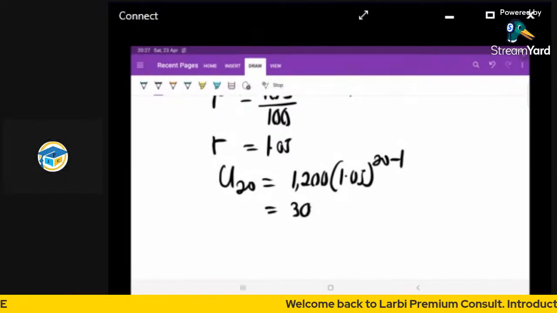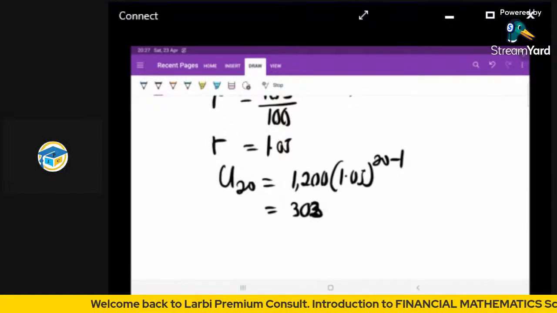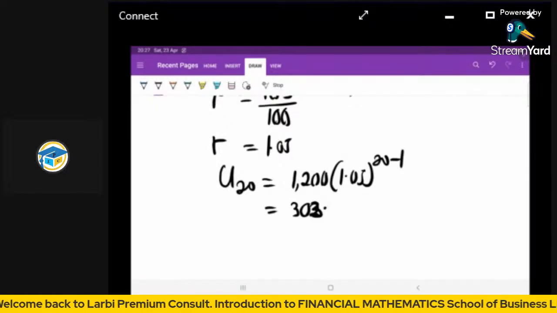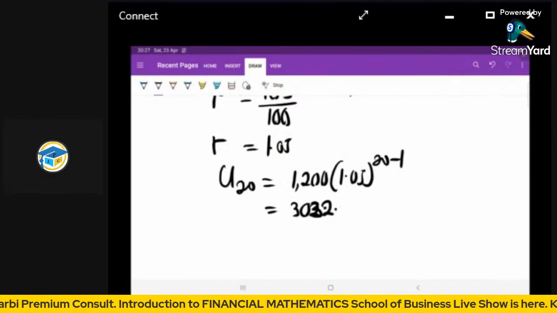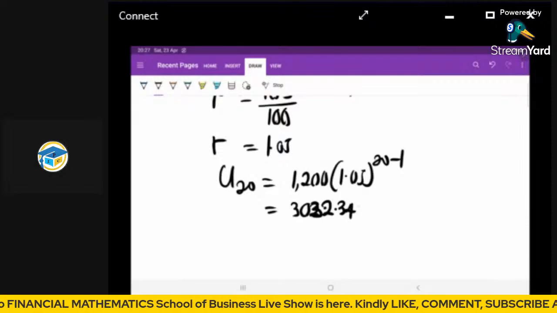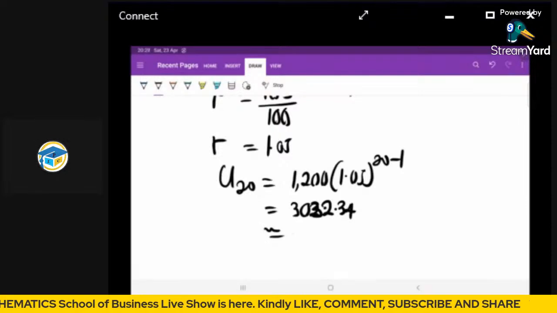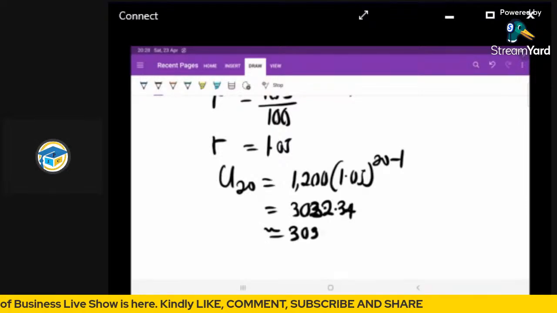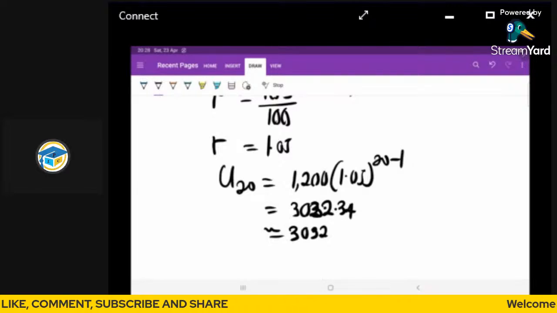3032.34. If you want the approximation, you can say that it is 3032 approximated, and you are good to go. So let's take note of that.